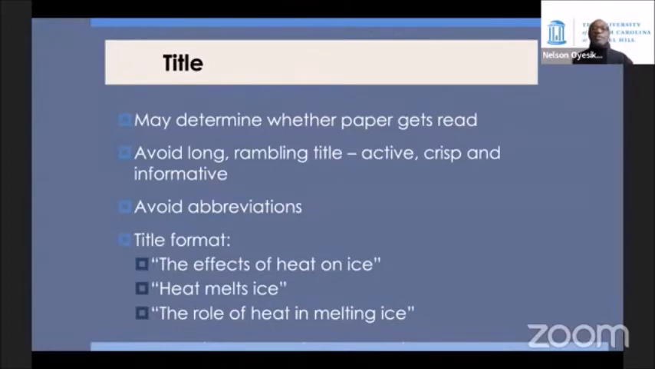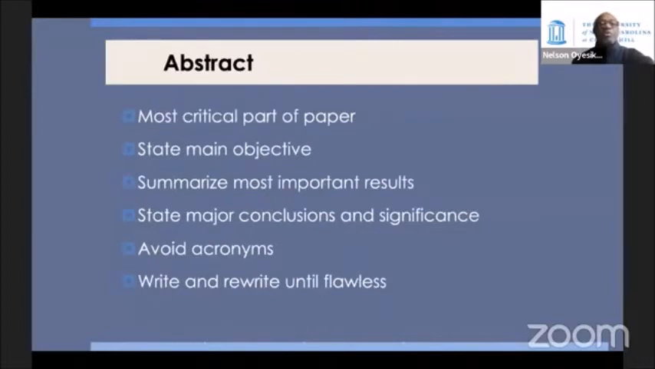So avoid long rambling titles, keep the titles active, crisp, and to the point, informative, so it's easy to tell what it is. Avoid acronyms and abbreviations in the title, spell things out so people don't have to guess what you're saying. As you see, I gave 3 examples of the title of the paper, and it's pretty clear that the one that is most informative, most active, and most crisp is the middle one, heat melts ice. The first one, the effects of heat on ice, could be anything, maybe no effect, maybe whatever. Whereas the active title, heat melts ice, is clearer than the other 2 options.